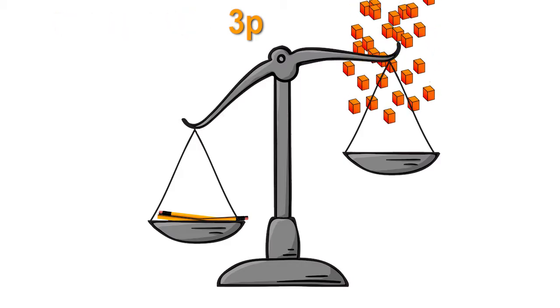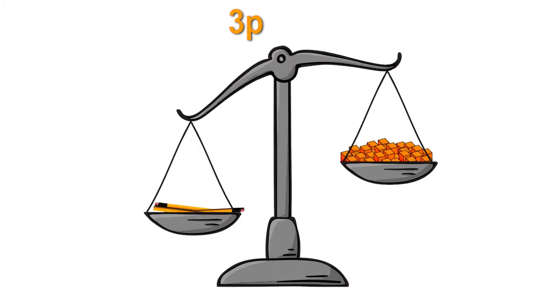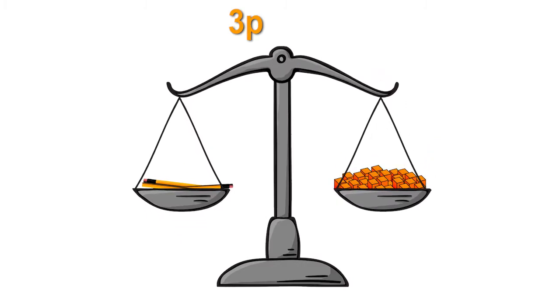We add cubes to the right side of the balanced scale until the two sides become equivalent, which turns out to be 30 cubes. We can write an equation to represent this problem, 3p equals 30. Some students may need to divide the cubes into 3 equal groups for a visual model.